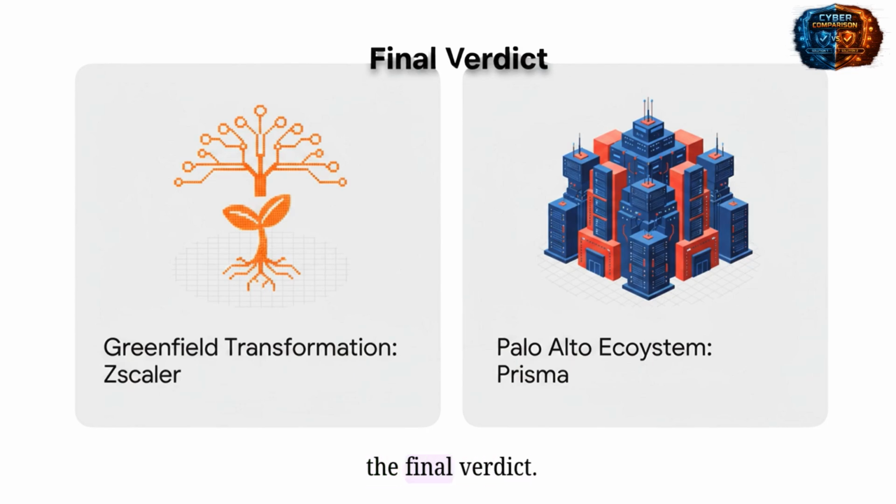Okay, time to deliver the final verdict. It's a classic if this, then that scenario. If you are starting a greenfield transformation project where your primary goal is replacing VPNs and massively reducing your attack surface, Zscaler is the stronger, simpler solution. But if your organization already has massive investments in Palo Alto firewalls, along with management tools like Panorama and Cortex, then choosing Prisma Access is definitely the smartest move for operational alignment and platform consolidation.